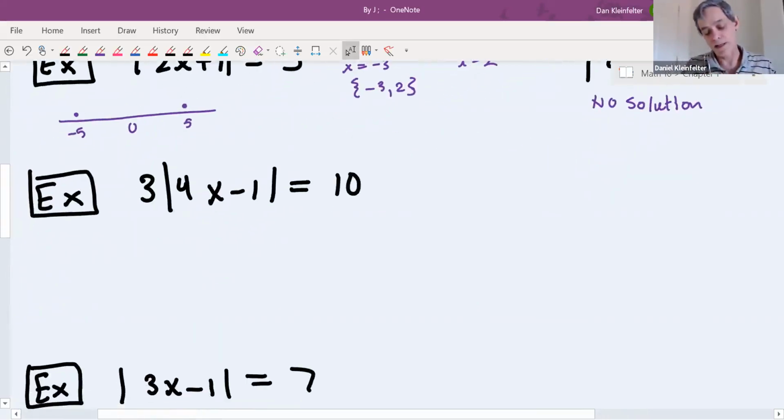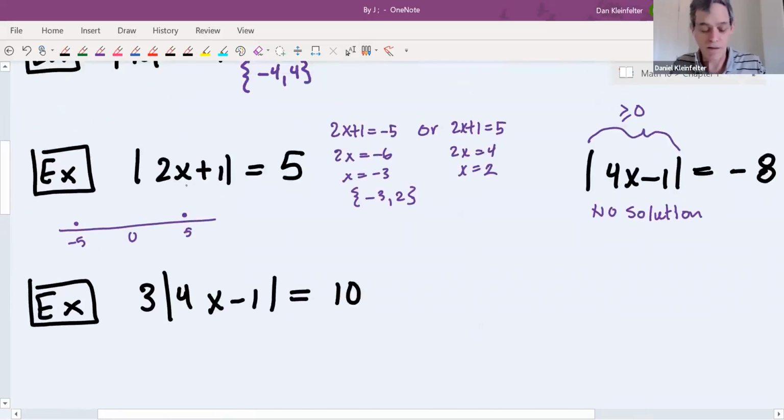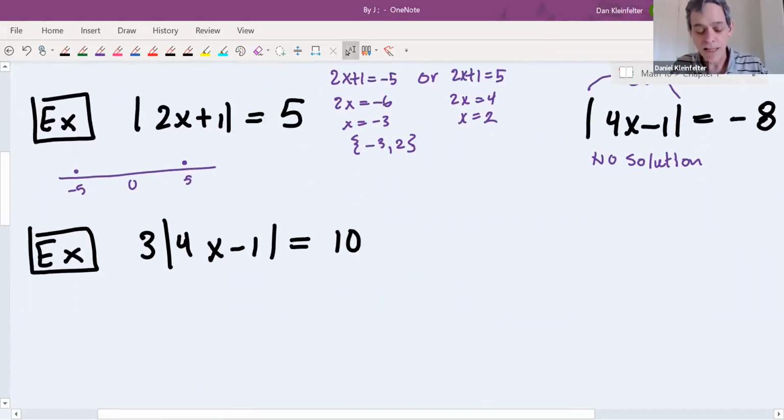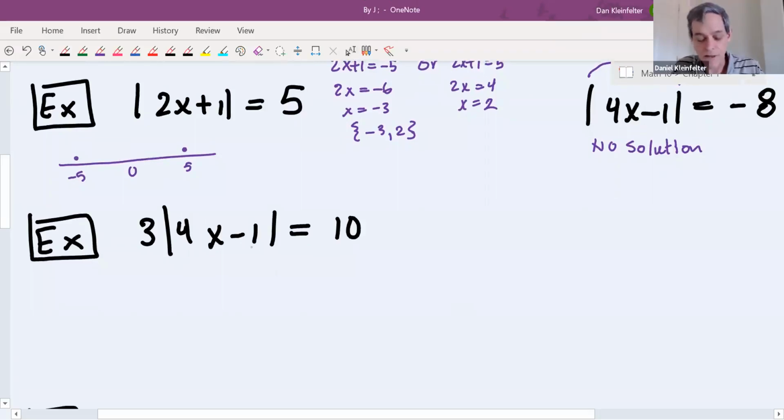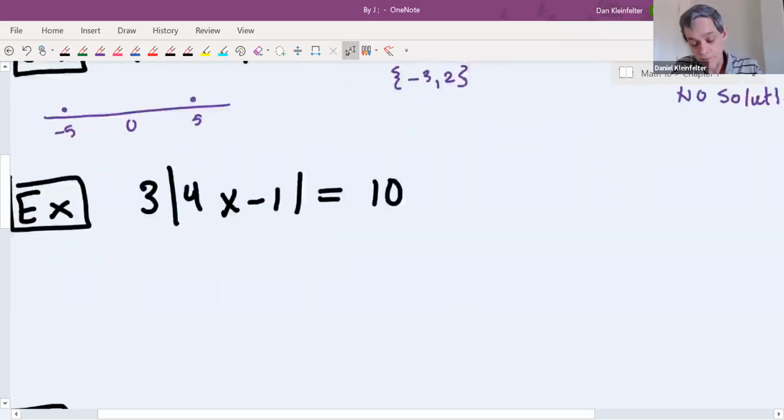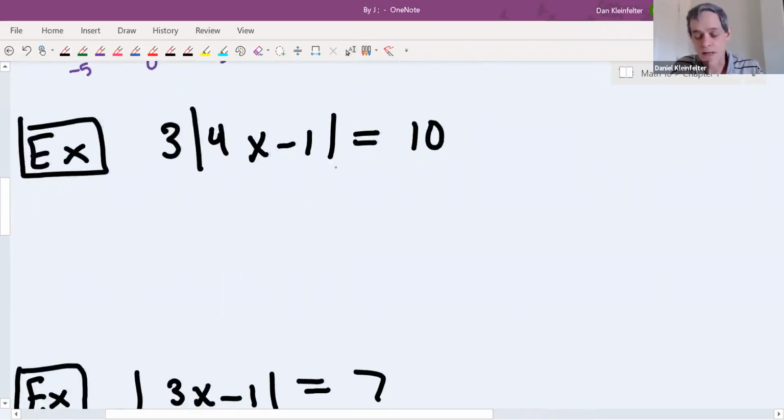When you are solving absolute value equations and using this kind of thinking that we used up here, 2x plus 1 could be 5 or -5, you need to do that thinking after you've isolated the absolute value. So in this example, 3 times the absolute value of 4x minus 1 equals 10. In this one, I don't want to be thinking -10 and 10, okay? I need to first isolate the absolute value part. So we'll have the absolute value of 4x minus 1 equals 10/3. Okay, we've isolated the absolute value.